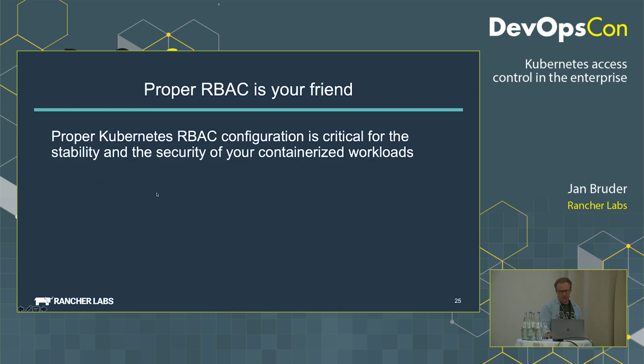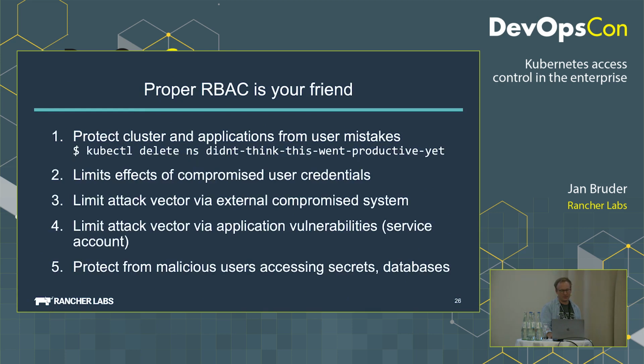Yeah. So RBAC is critical for the stability and for the security. That's kind of obvious, but let's just look at why this is so important. So first of all, user mistakes. By doing fine-grained RBAC, you can limit the effects of a user mistake, like for example, this user here deleting a namespace that you didn't know was important. It also limits the effects of compromised credentials.